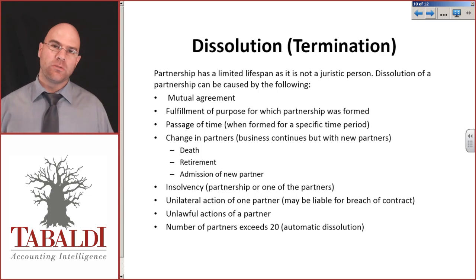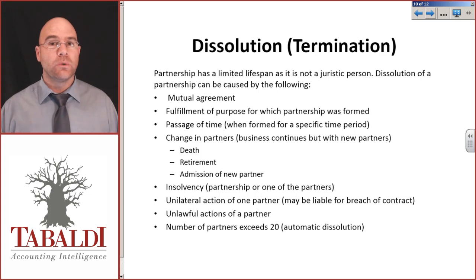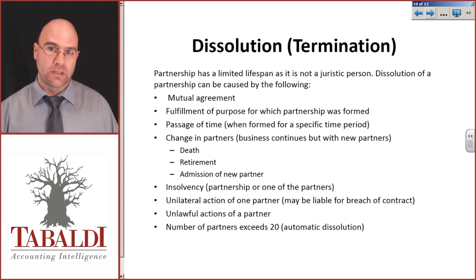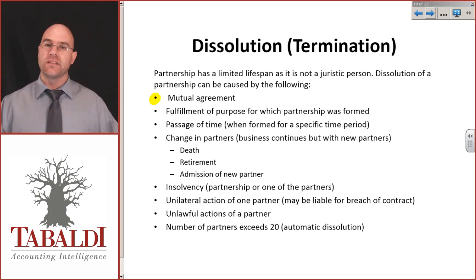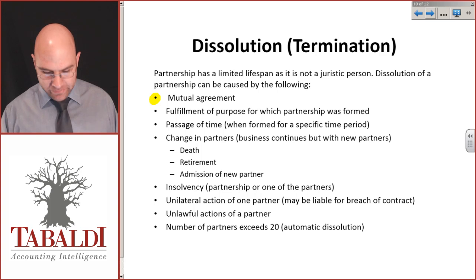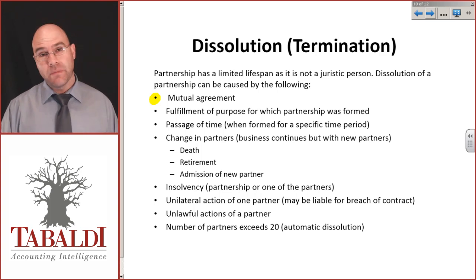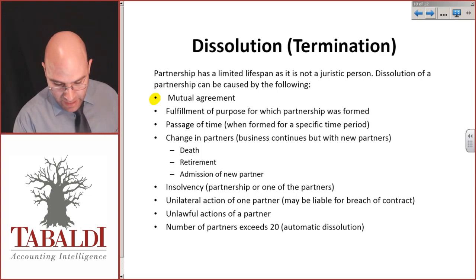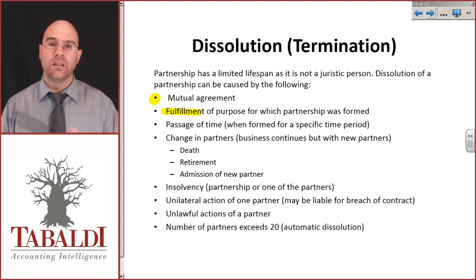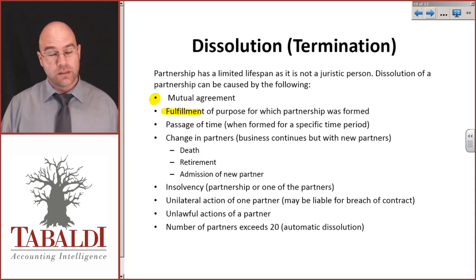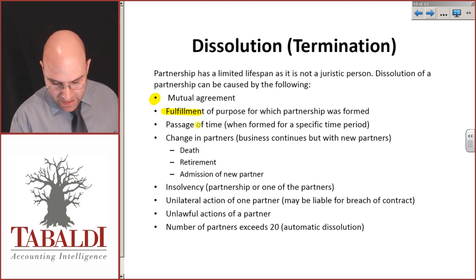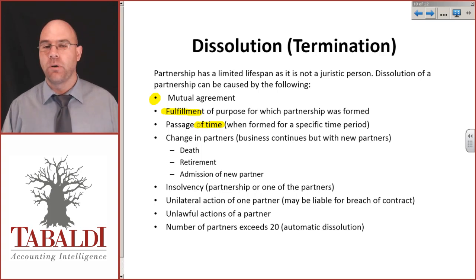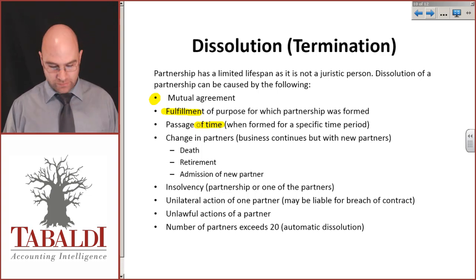Dissolution. What happens when we terminate the partnership? Well, first of all, we've got to look at when a partnership would terminate or come under dissolution. Either it could be mutual agreement, the partners decide to go separate ways, hopefully amicably. The partnership may have been set up for a specific purpose, and once that purpose is fulfilled, the partnership comes to an end. The partnership may have also been set up with a specific time period in mind. Once that passage of time is completed, the partnership will automatically dissolve.